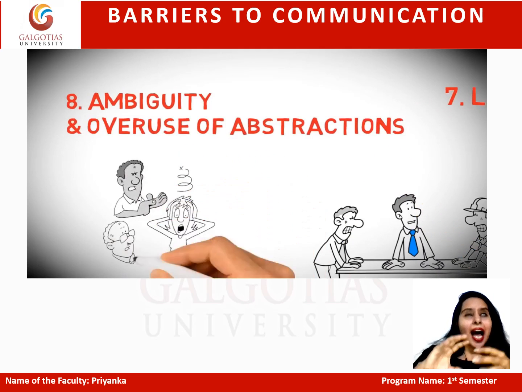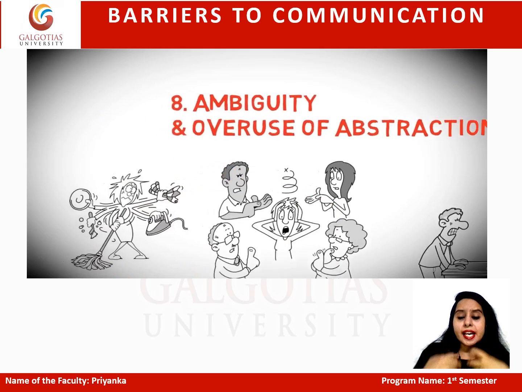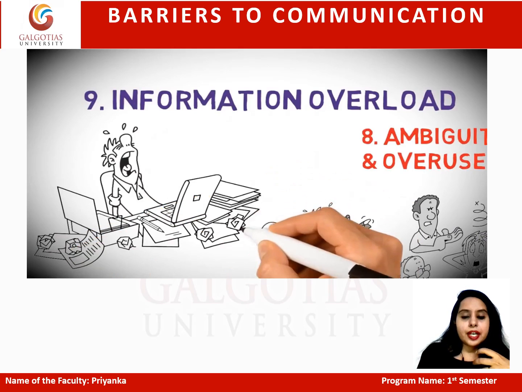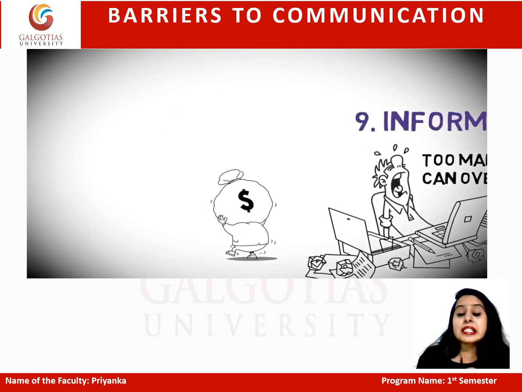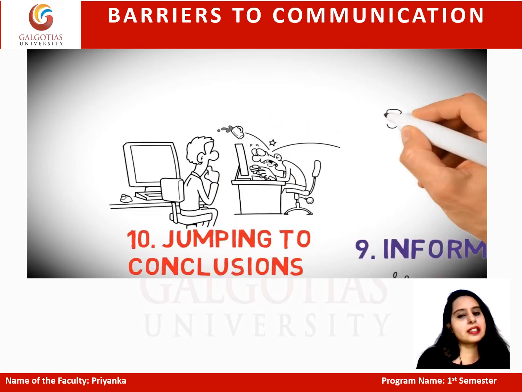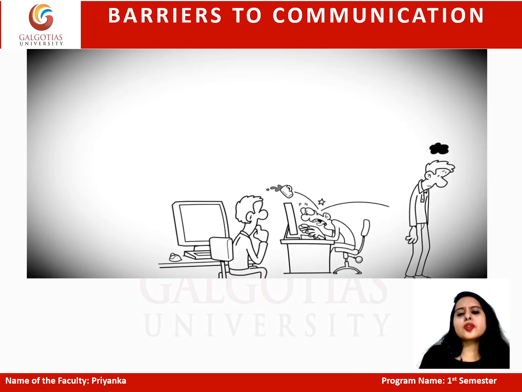Next comes ambiguity, or I would say the confusing and overuse of abstractions. The information I have, right, and I have conveyed in my knowledge is not equal to your knowledge, right? So that causes confusion. For me, 'sure' means okay, but for you it would be different. Excessive information, excessive details can obviously cause a burden, and that is the ninth barrier, information overload. And the last barrier being jumping to conclusions without even listening to the other person, without even thinking of the other person. So these are the barriers to communication which we anyhow need to avoid to have a proper smooth flow of information from one person to the other person.